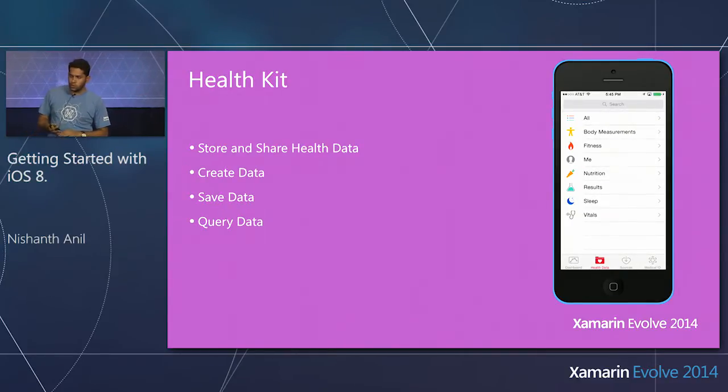And the things that you can do here is you can store. That means if you are somebody like Fitbit, you have some sensors and you have the data with you, you can feed it inside HealthKit. So you can store and share the health data. You can create the data, you can save the data, and you can query the data. And remember, it's a highly secured access area, so you have to use the enumerations that Apple provides you with.